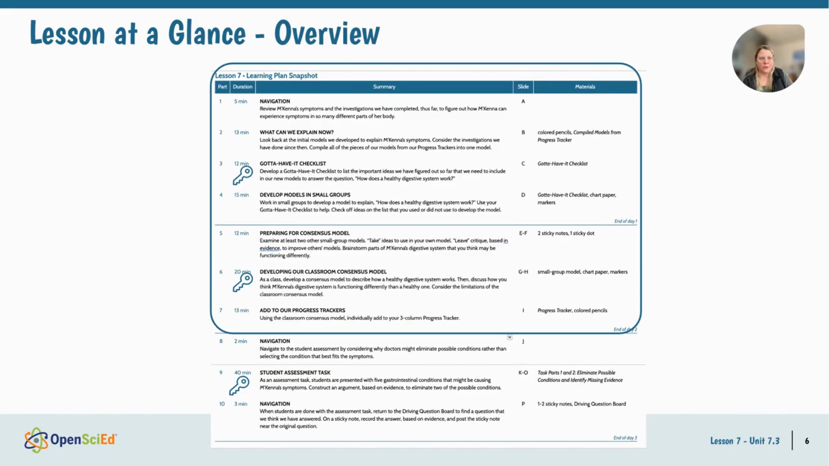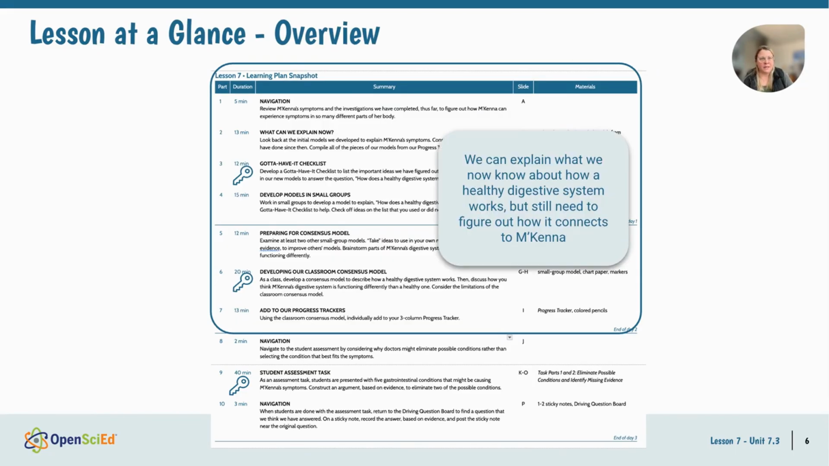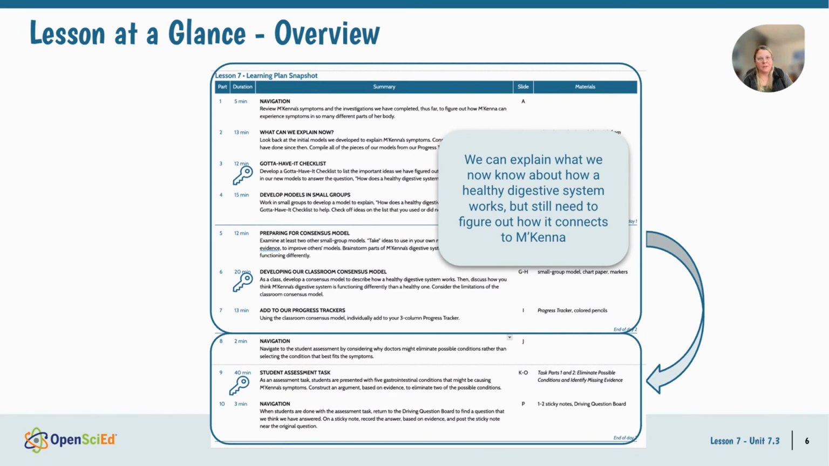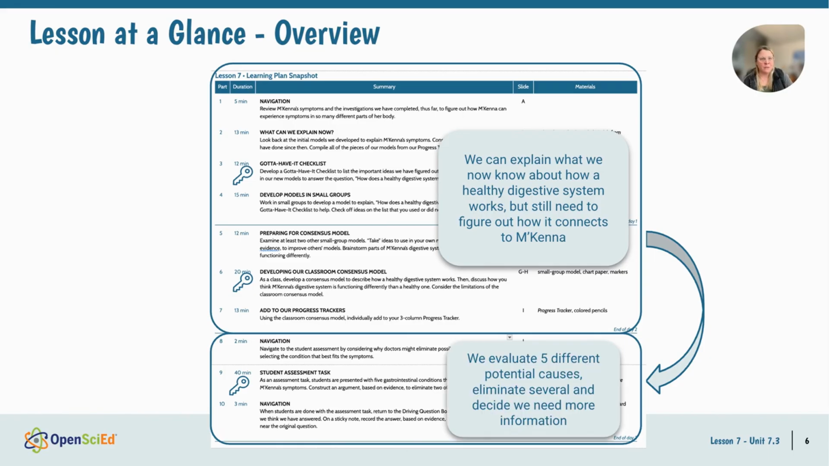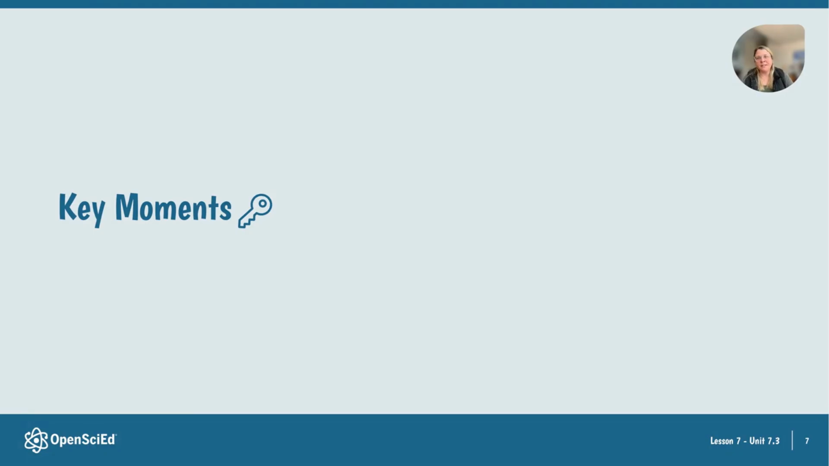But this leaves us wondering, how does this connect to McKenna? So this leads us into the second sense-making piece. This is on day 3, where students evaluate 5 possible conditions that could be causing McKenna's symptoms. We're able to eliminate some, but are left realizing that we still need to collect more information to be able to actually explain which condition might be causing her symptoms. Let's dig into some of the key moments that happened during this 3-day lesson.